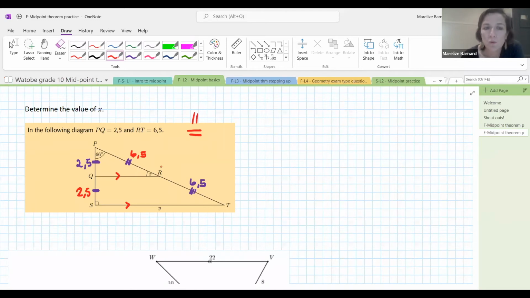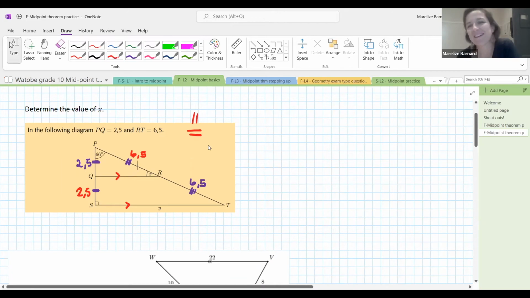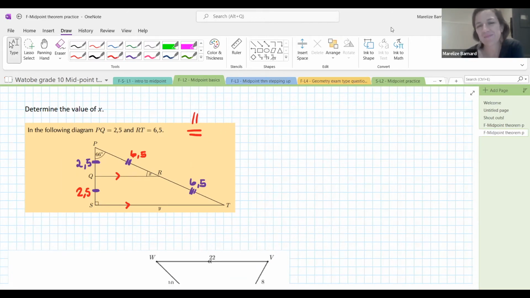What will the value of X be? I want someone to raise their hand and help us out. How are we going to find X? Put your hand up so that you can tell us how we're going to find the value of X. Hopolang, hi there. You can unmute Hopolang.